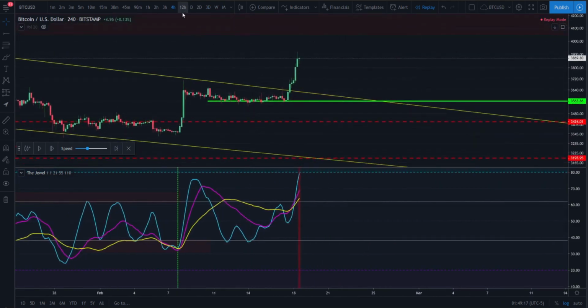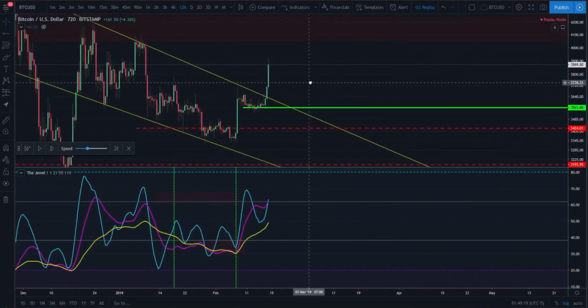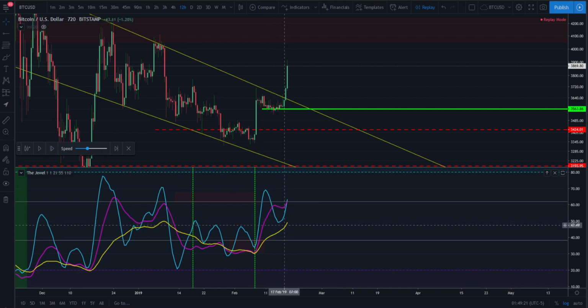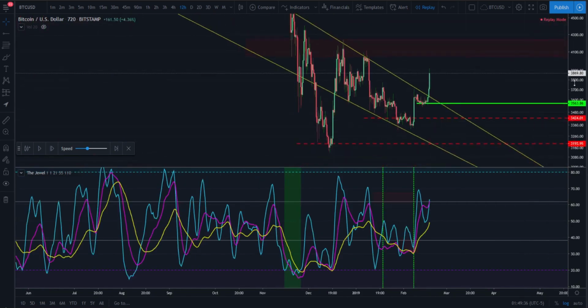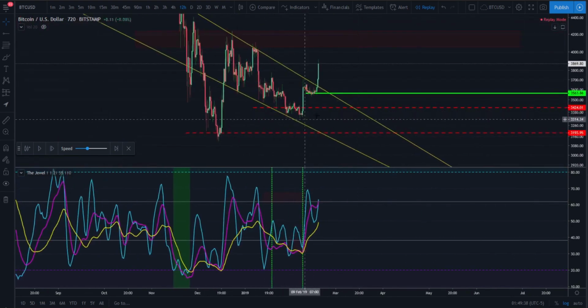So let's keep on going. We'll switch to the 12-hour. Now we are into, and as you can see, we use that 12-hour continuation signal to add to the position. So you use everything at your disposal, from the jewel and the channel and the horizontal, everything together to find some really good entries with good risk management as well, right?